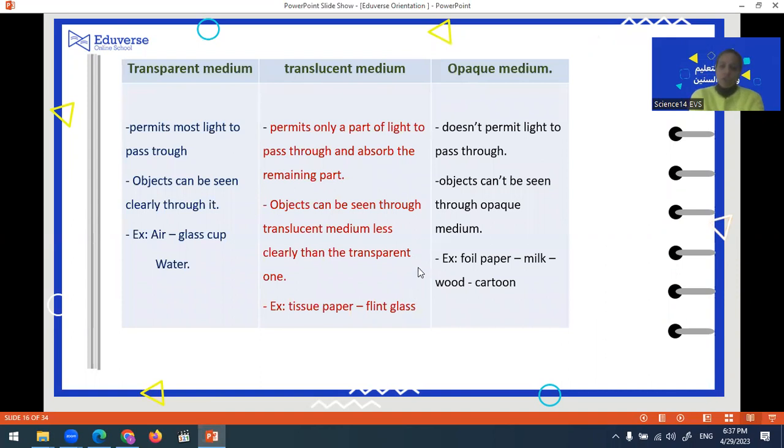I will read it for you very quickly. It's a comparison, a table, to understand more what the transparent, translucent, and opaque media are. A transparent medium permits, as we said, most of the light to pass through. Objects can be seen clearly through it, like air, glass, a cup of water. What's the translucent or semi-transparent medium? It permits only a part of the light to pass through and absorbs the remaining part. Objects can be seen through translucent media less clearly than through the transparent one, for example tissue paper, flint, or frosted glass. An opaque medium does not permit light to pass through. Objects cannot be seen through an opaque medium, for example foil, paper, milk, wood, and carton.